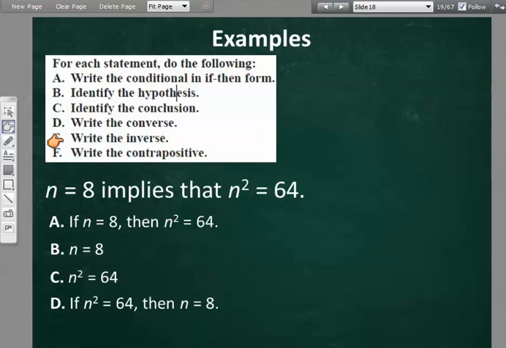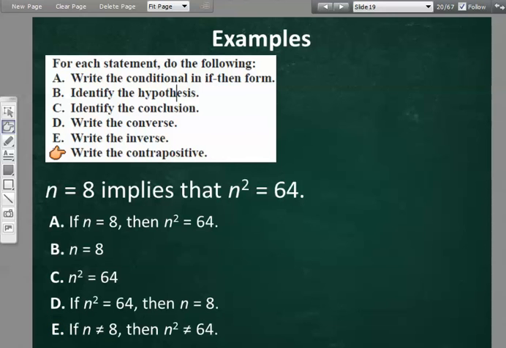Part E says write the inverse. Remember, the inverse says I'm going to take that conditional statement like in part A, and I'm going to put the word not in it. Well, now in mathematics we don't use the word not, so this is what it's going to look like. It says if n does not, that's what this means, equal sign with a line through it. If n does not equal 8, then n squared does not equal 64. So that's what your inverse looks like.